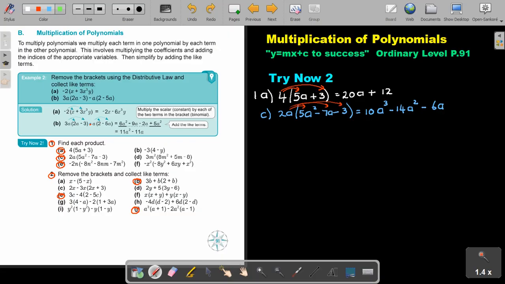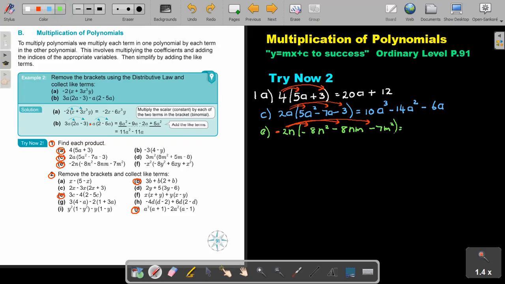Okay, let's do number E. This is going to be negative 2n times negative 8n squared minus 8nm minus 7m squared. And again, don't forget, we are going to multiply, multiply, multiply. And don't forget, there is a negative. So be careful. The signs are going to change.